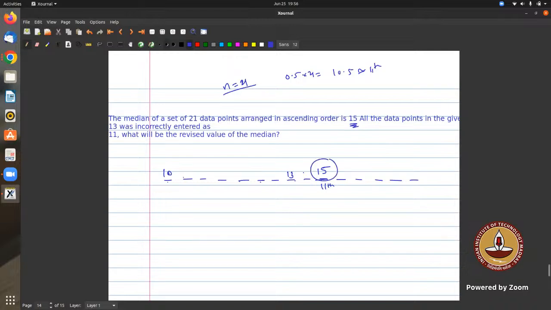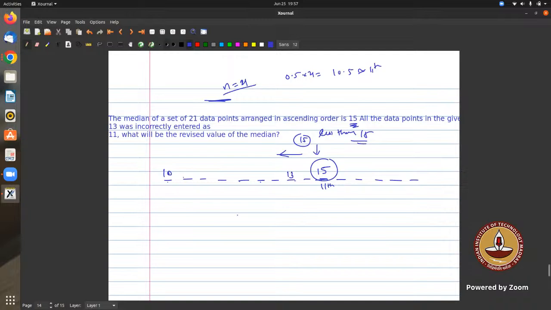The median will change only when my value of 15 is going to be changed, right? Is it correct or not? Because all the values on this side are either 15 or less than 15. It can be any value less than 15.